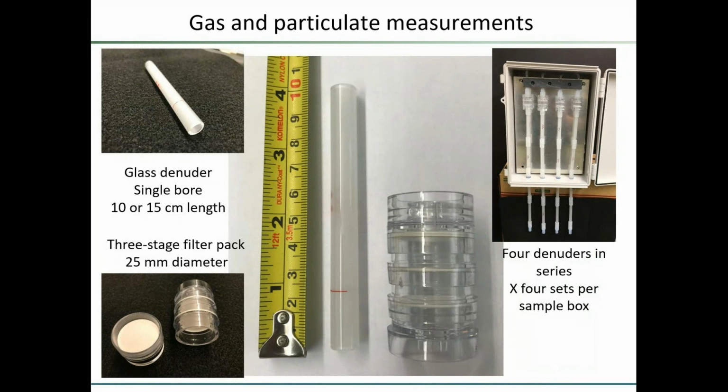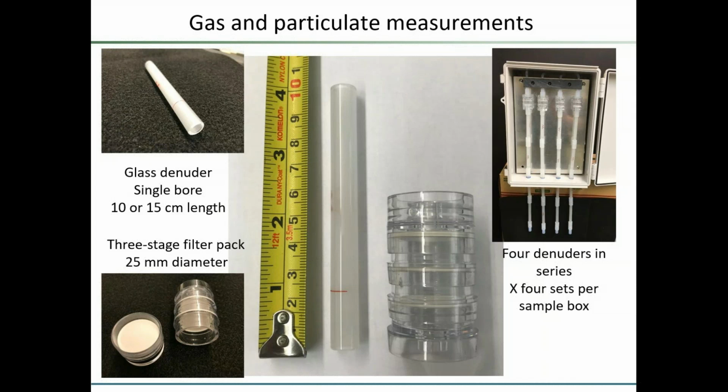So what do the samplers look like? As I said, they're designed for long-term time-integrated sampling. The systems are small, consisting of a single-bore glass denuder, either 10 or 15 centimeters in length. The denuder is coated with something like phosphorous acid to collect ammonia, or sodium carbonate to collect nitric acid, or you can coat it with whatever you like that will collect the gas that you're interested in. So there's some flexibility there.